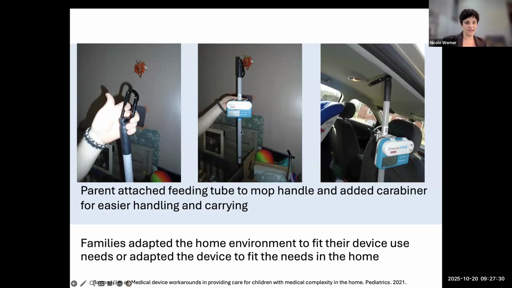What this parent did was attach it to a mop handle, and then put a carabiner on the top of the mop handle so that they could take their child in the car while getting their feed. Otherwise, they would have had to position it while driving, and the tube would get clogged and all these things would happen. This was the solution that the family had to come up with, because they were not involved in the design, and their situations weren't considered in the design of this product. These are just some examples, many more than this, but I wanted to illustrate why it's so important to involve people in the design process.